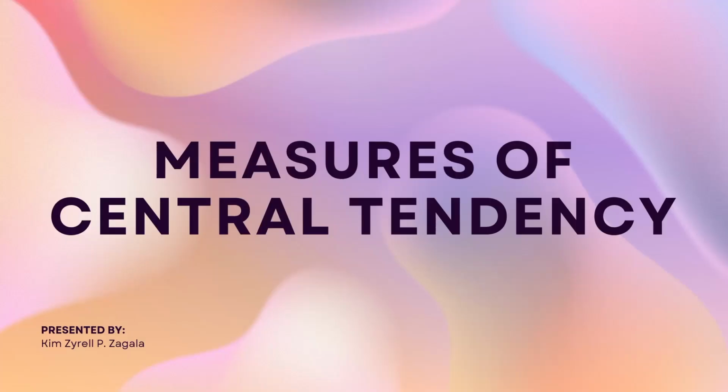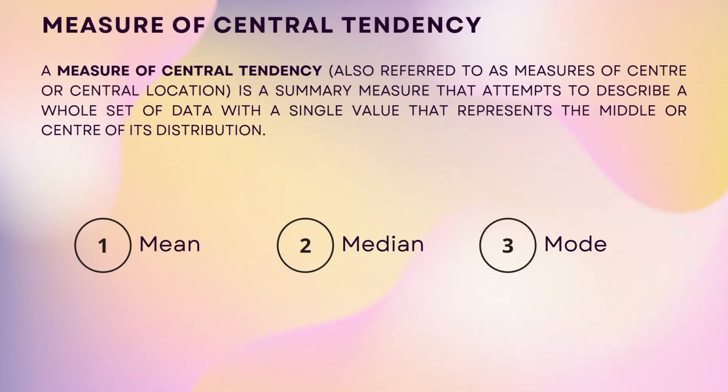Now, we're diving into the fundamental concept in statistics, understanding measures of central tendency. Essentially, these are statistical measures that help us understand the center or typical value of a dataset. They are crucial for summarizing data and gaining insight into its characteristics. The three most common measures of central tendency are the mean, median, and the mode.